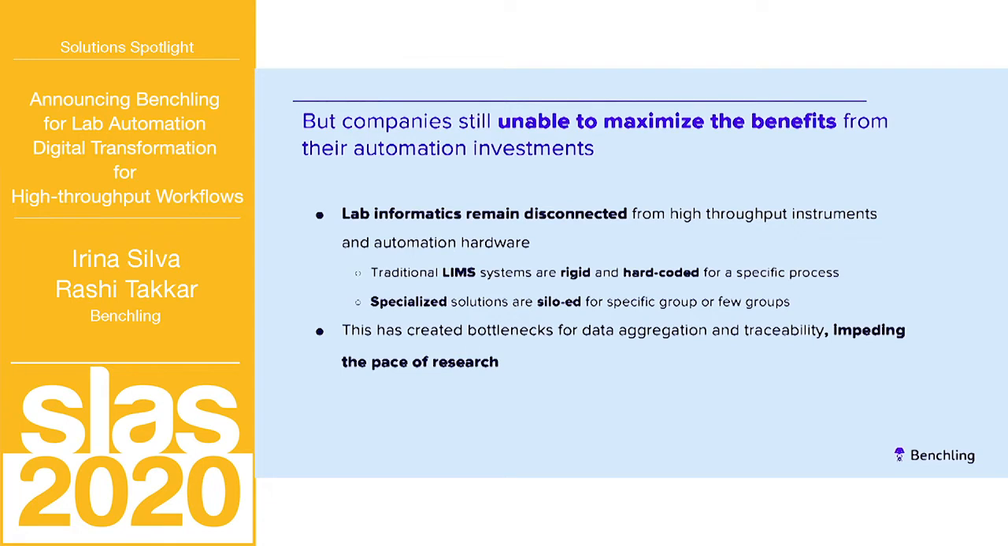That's because lab informatics remain disconnected from this instrumentation. If you look at traditional LIMS systems out there, often they're rigid and hard-coded for a specific process. So if you're running one process and making certain tweaks in it, often it takes weeks or months for you to reconfigure the system. There are specialized informatics solutions in the market that are siloed, and they're very good for one specific workflow. However, you don't have that end-to-end traceability. And this creates the bottleneck for aggregation and traceability, which impedes the pace of research.